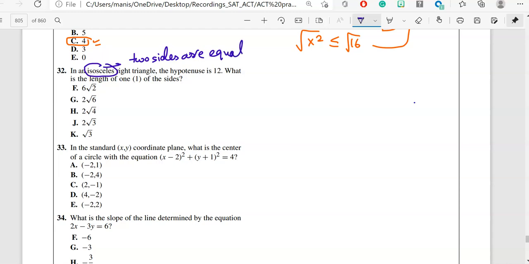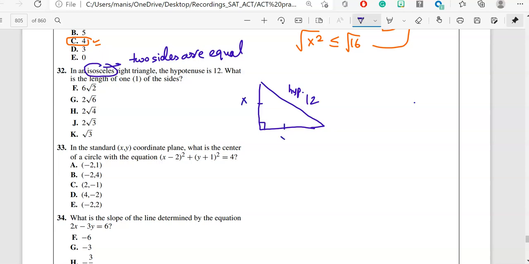Sides and angles are equal. The hypotenuse is 12. Let me draw a triangle over here. We just pretend this is an isosceles triangle, and this is your hypotenuse, which is my 12. As you know, these two sides are equal.